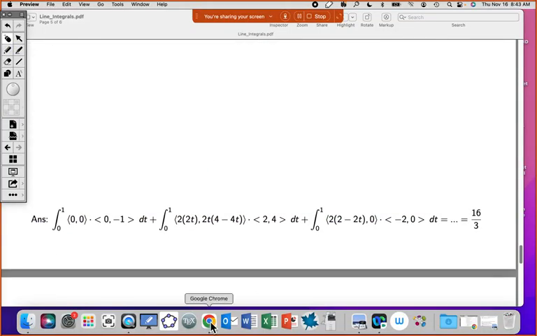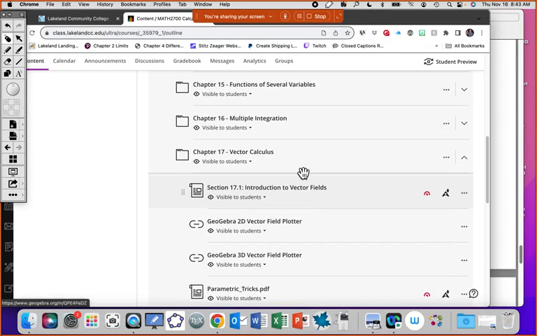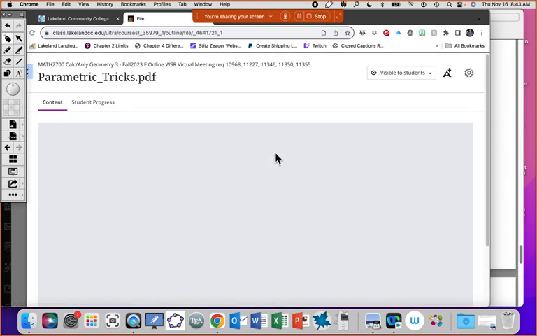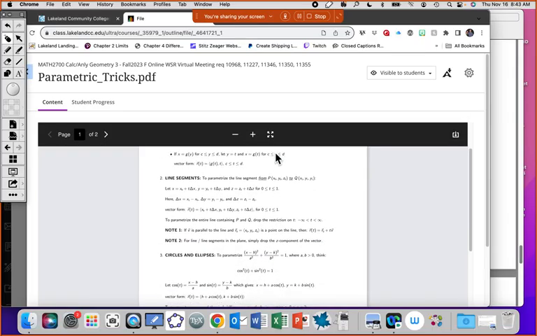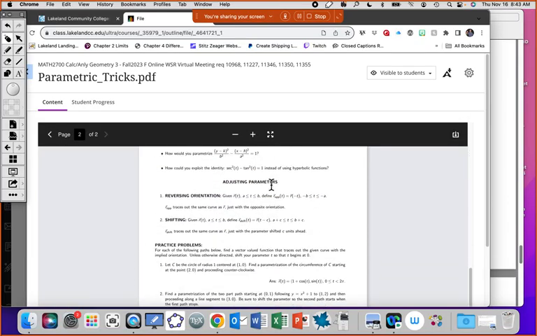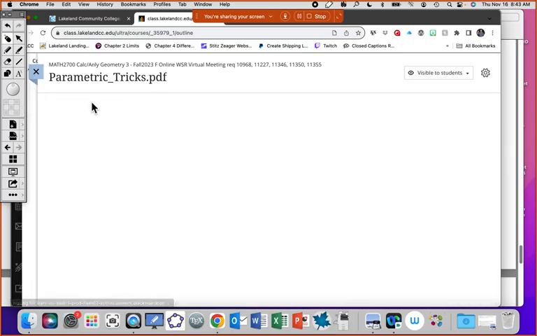So let's look at this once again. Oh, I did want to point out I did upload the parametric tricks of the trade. This was a handout from chapter 13. It's up here again. So if you need to pop this down and print it out, this gives you basically the recipe sheet for how to build parameterizations. So line segments, circles, things like that. So I did remember to put that up there.